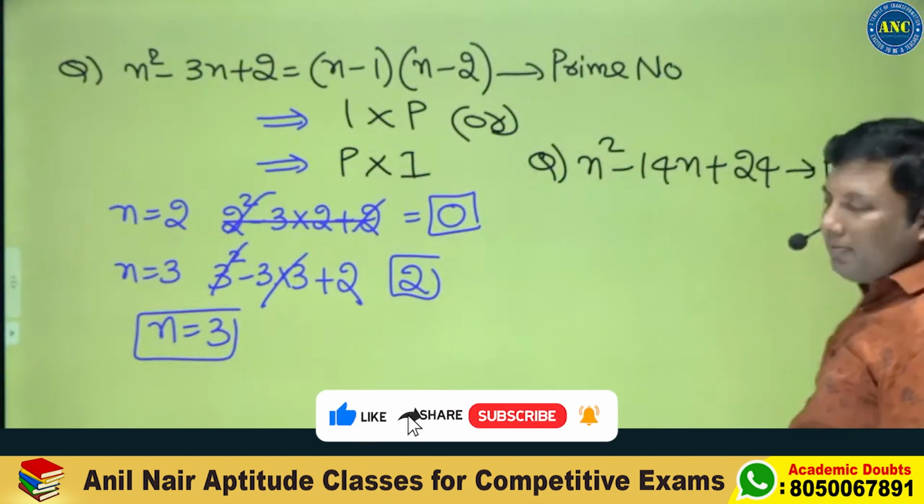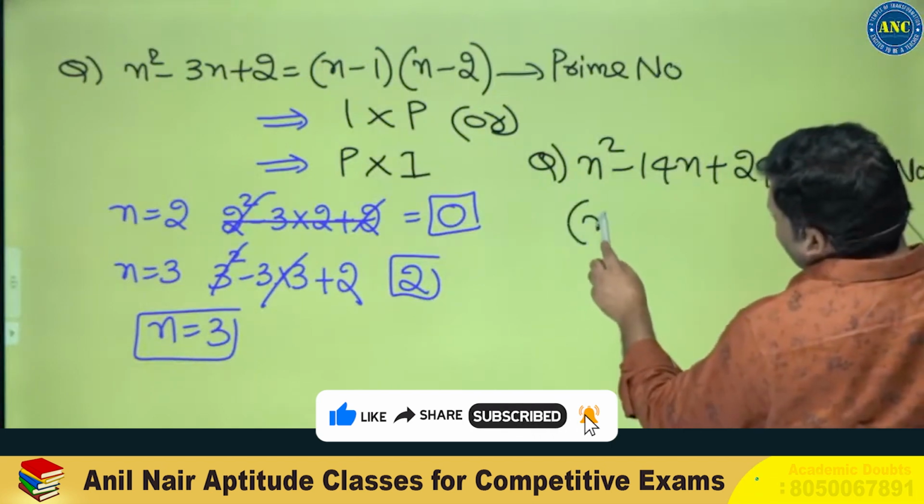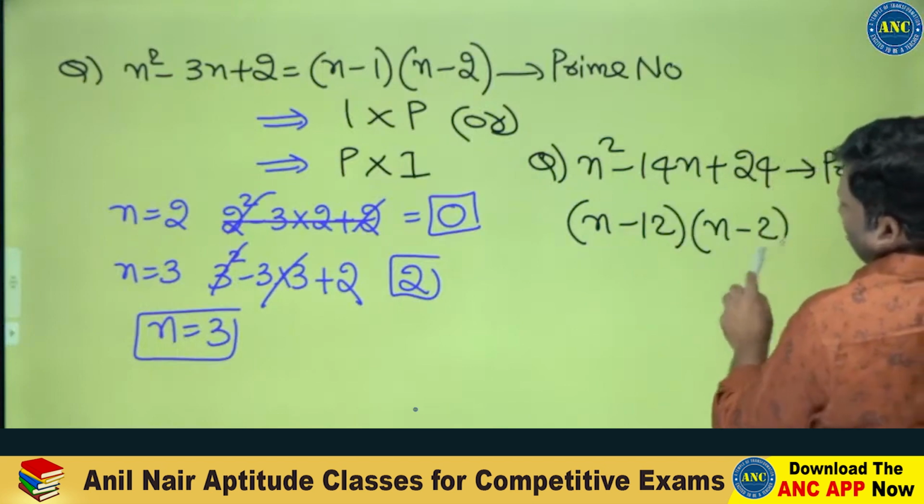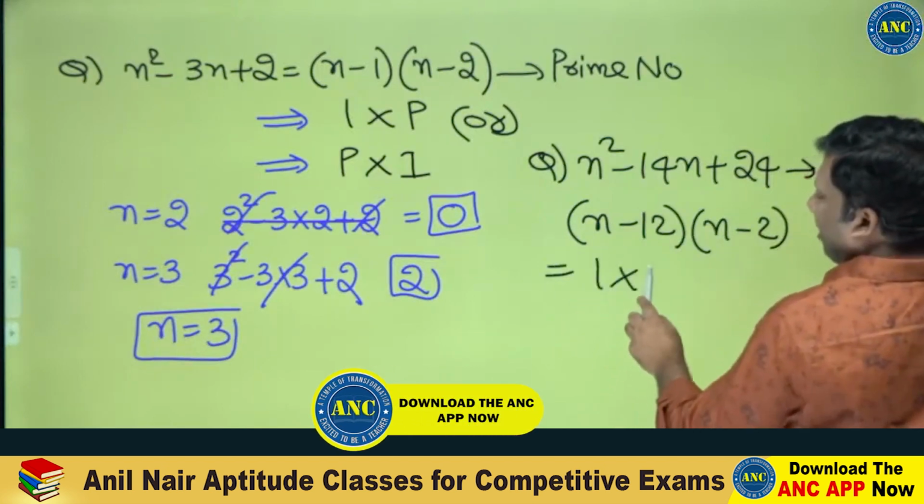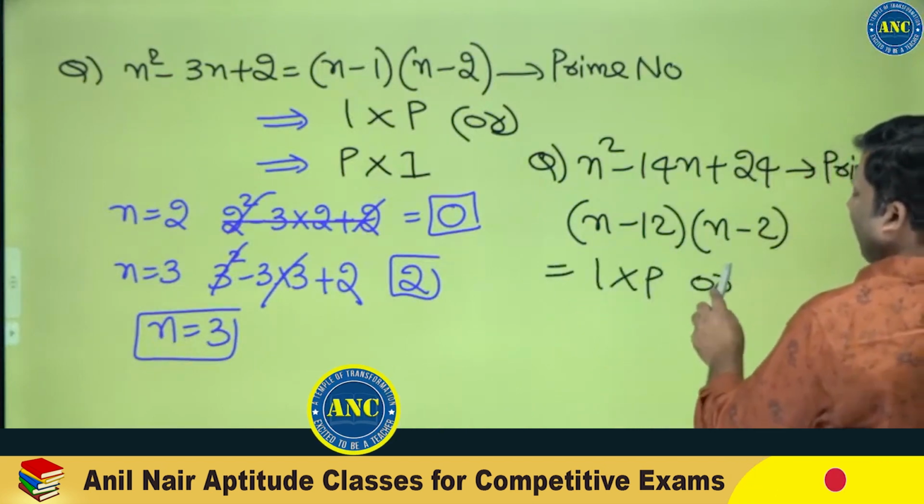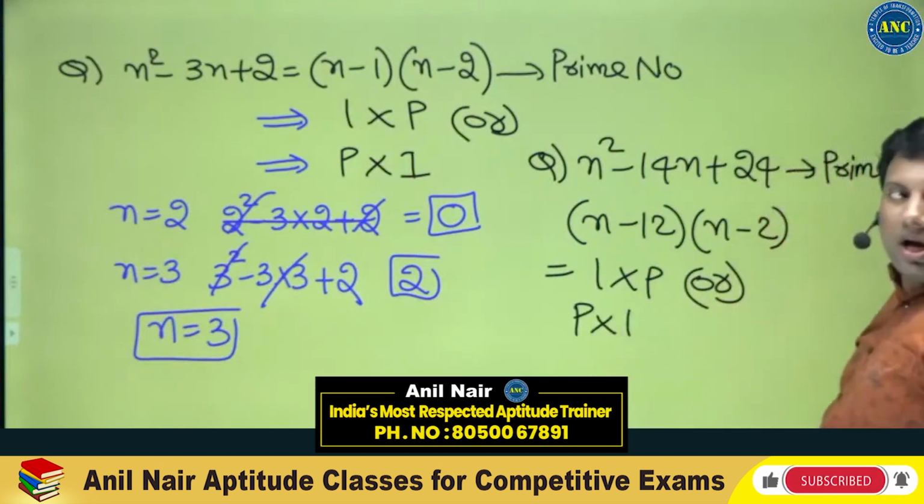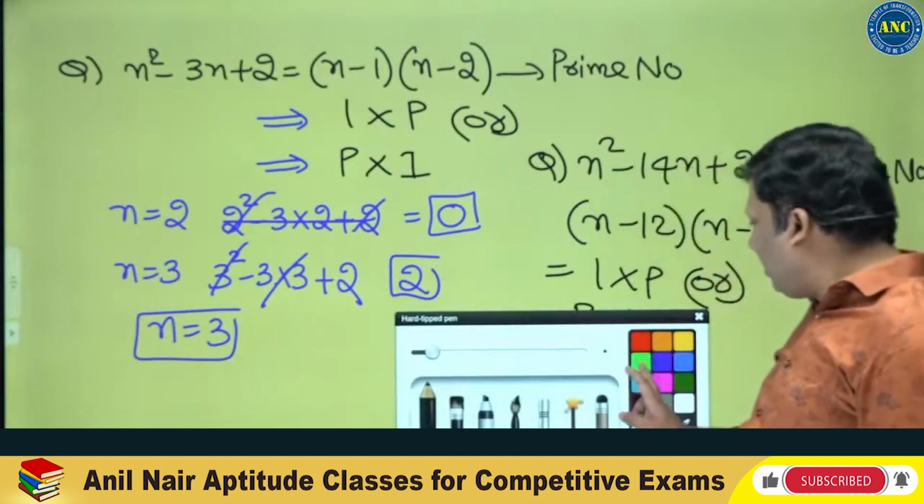If it is a prime number, same thing. If I condense this equation, n minus 12 into n minus 2. If it is a prime number, it will have only two factors, 1 and p, or p and 1. I hope the idea is clear.